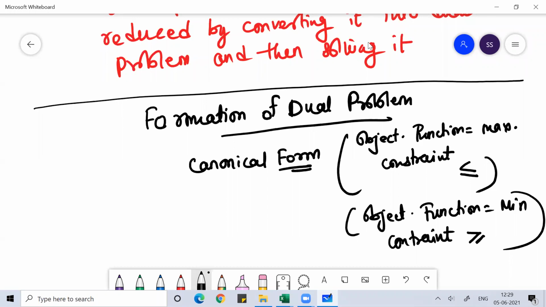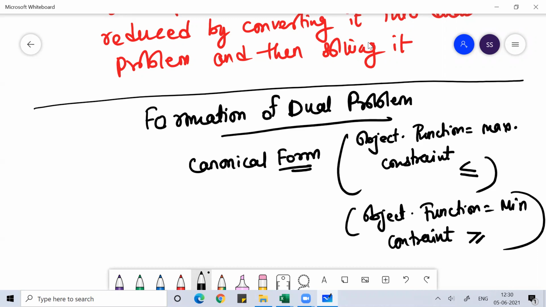This I already told you, and vice versa. Okay, third thing, that the cost coefficients in the objective function of the primal will be the RHS constants of the constraints in the dual, and vice versa. So if you're not understanding this part, I'll make you understand. I'm just telling you the theory part.